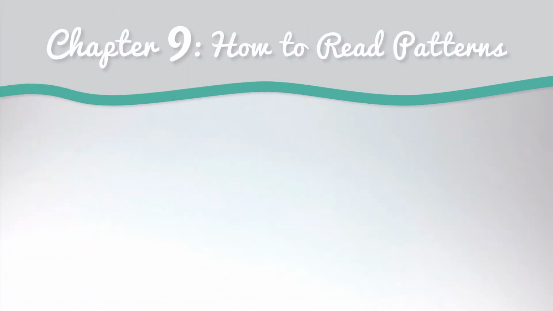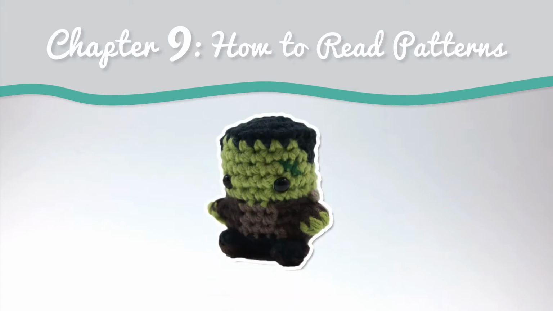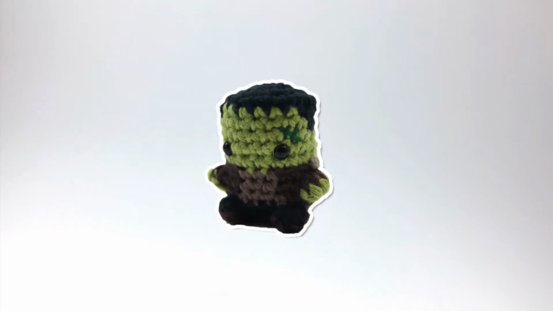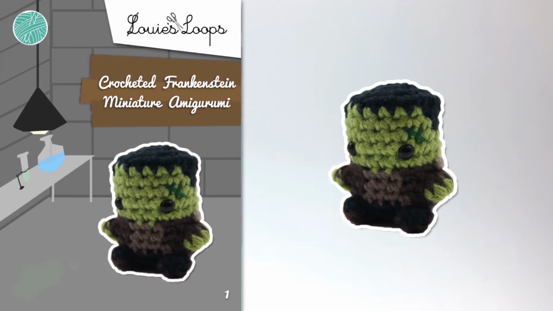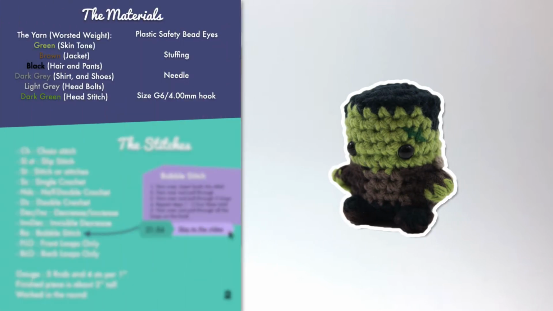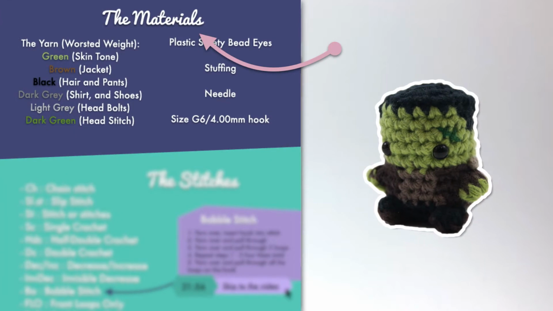Chapter 9, How to Read Patterns. In crochet, the way that we explain how to make different projects is through patterns. Think of them kind of like blueprints to the project. At the top should be the materials, telling you what the artist used to make the project. Usually they'll tell you the yarn type or weight, the hook size they used, and some miscellaneous materials like a needle, scissors, stuffing, and often in my case, plastic bead eyes.